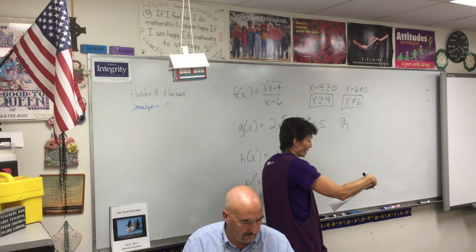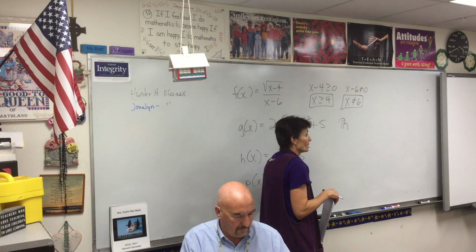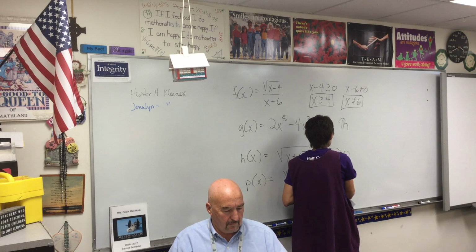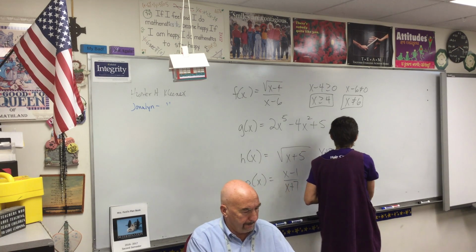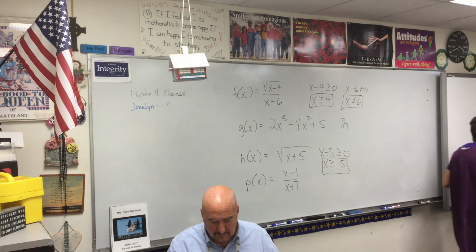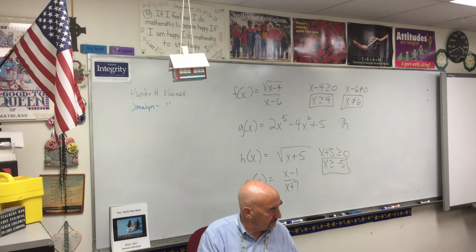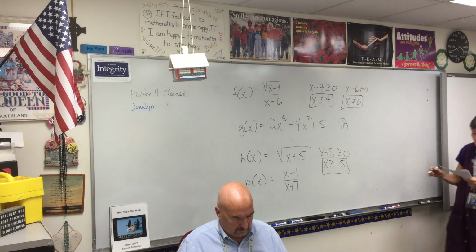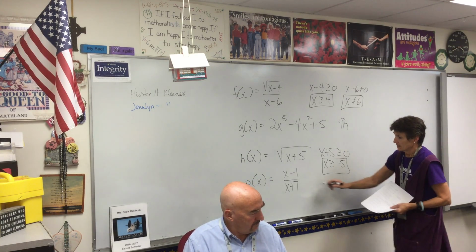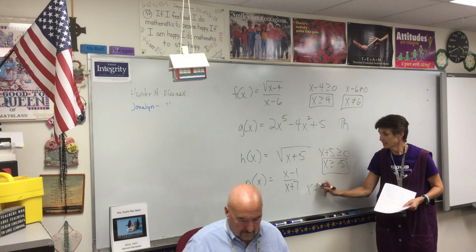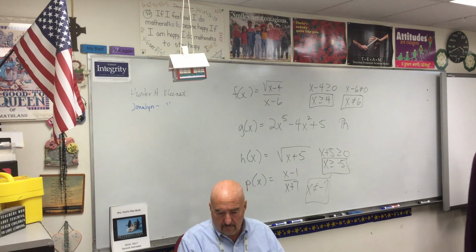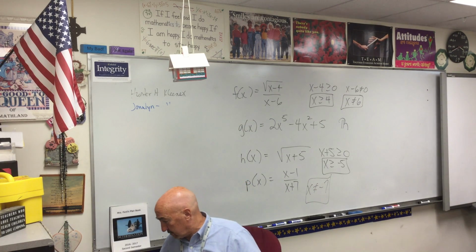Look at the next one, C. It has a radical, so whatever is under it has to be bigger than or equal to 0, so x is bigger than or equal to -5. And D, x cannot equal -7 because x plus 7 cannot be 0.